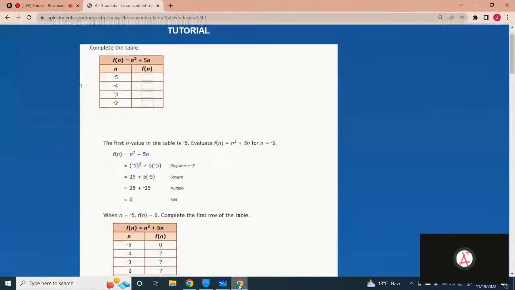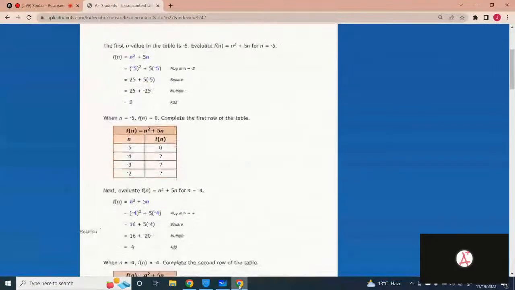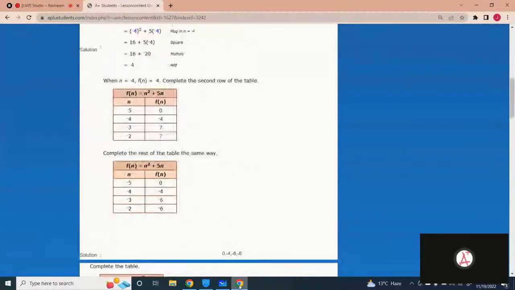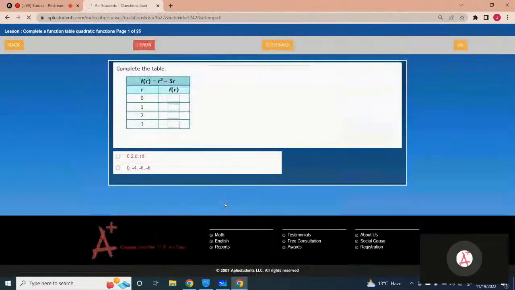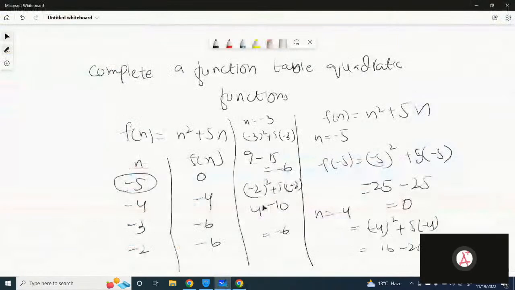Let me just confirm the values. 0, negative 4, negative 6, and negative 6. Yes, we have the same values. Got it? That's how you have to complete the table. Just use the function given, replace the values, and find the answers. Okay, let's start with the first one. f of r equals r square minus 5r.